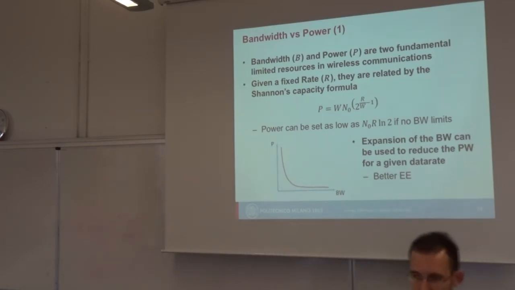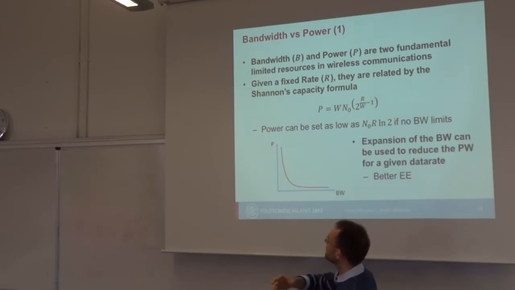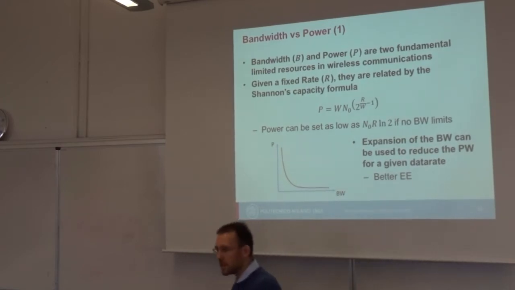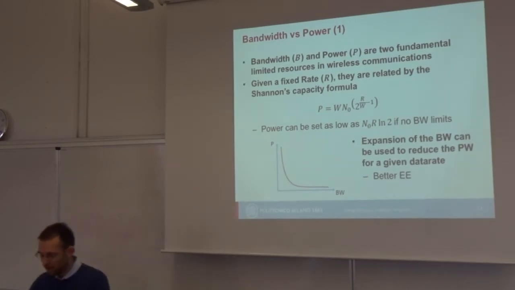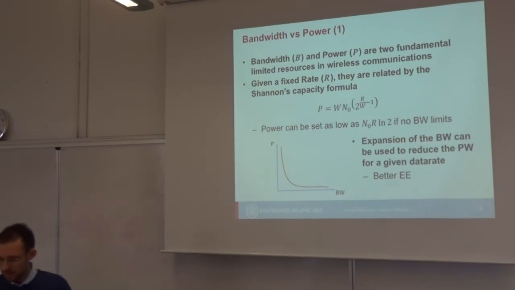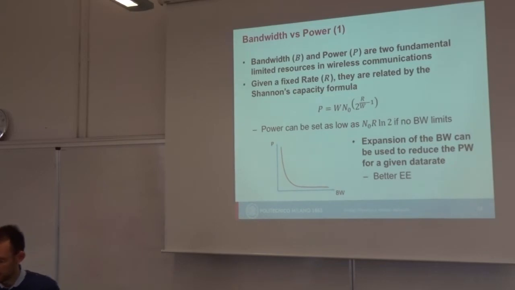However, the rationale of this trade-off is that if you want to achieve that rate and you want to save power, so be more energy efficient, what you can do is increase your bandwidth, so you spread the same rate over a larger bandwidth, and you save power. However, this is what you have theoretically, ideally, when you just consider the radiating power, so the power that the Shannon capacity law considers.